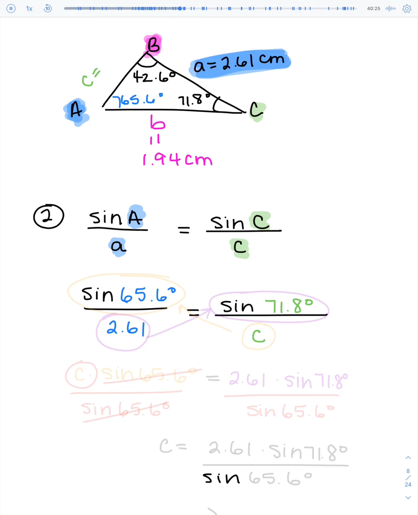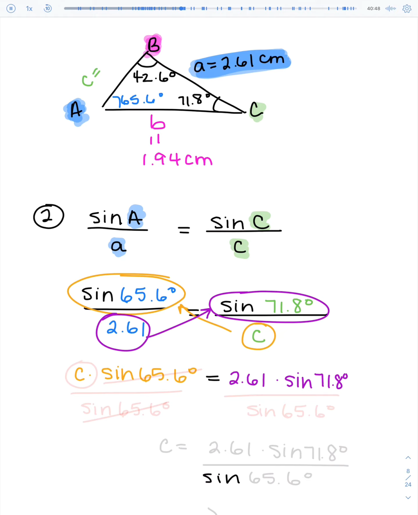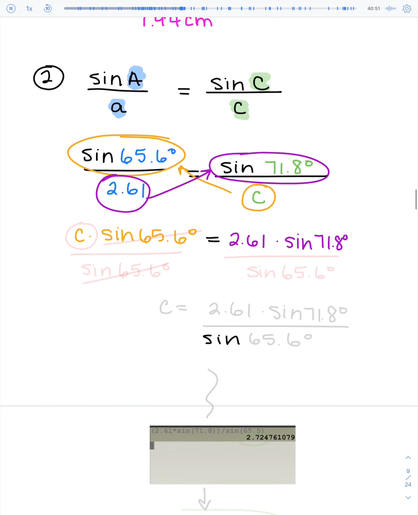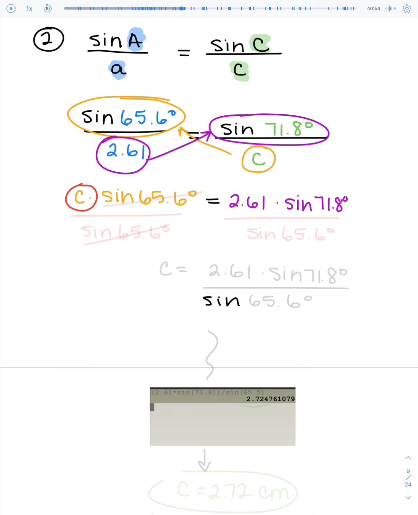So we need to cross multiply once again. So C times our sine of 65.6 degrees equals, need to cross multiply again, 2.61 times the sine of 71.8 degrees. Now to solve for C like we normally do, what we need to do is get rid of that sine of 65.6 degrees, so we'll divide both sides by sine of 65.6 degrees.